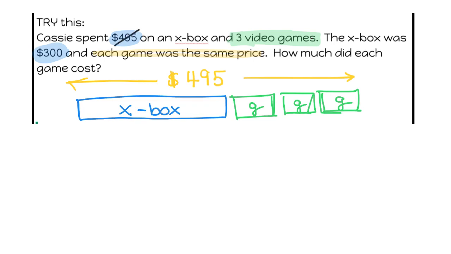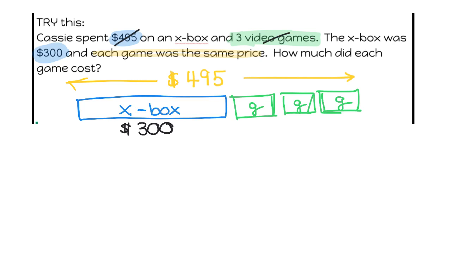I do know one more piece of information. So I took care of the $495. I took care of the 3 video games. But I know that the Xbox cost $300. So where it says Xbox, I'm going to put $300. Okay. I now think I have some sense of what's going on here. Cassie spent $300 plus a game, plus a game, plus a game, and the whole thing would equal $495.